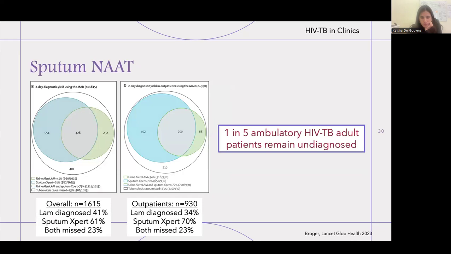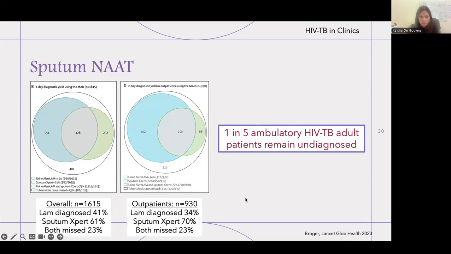So if you remember these figures from a bit earlier, I had gone through the differences seen in inpatients, but now I'm just highlighting outpatients. As you can see, between the inpatients and the outpatients, LAM drops, so LAM in the green drops down to being able to diagnose only 34% of patients, whereas sputum Xpert jumps up in the blue, much broader diagnosis, to 70%. And that's generally because these patients are less ill and more able to actually produce that sample. But even with these two tests available, we're still missing 23% of cases.